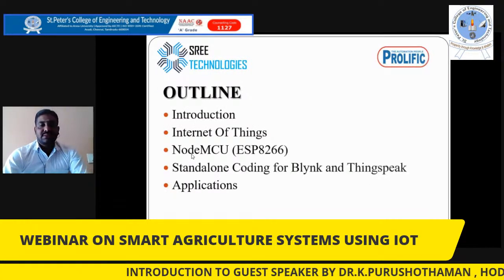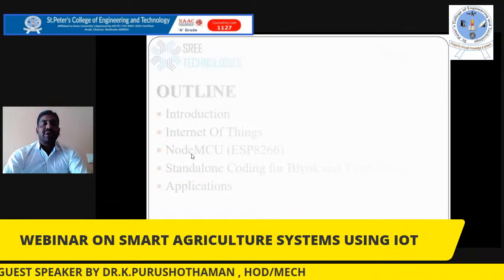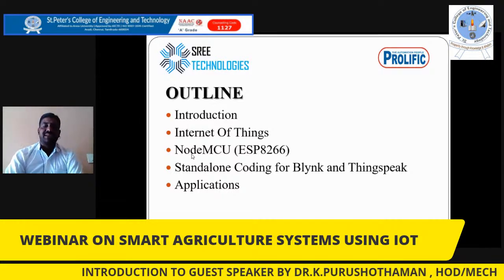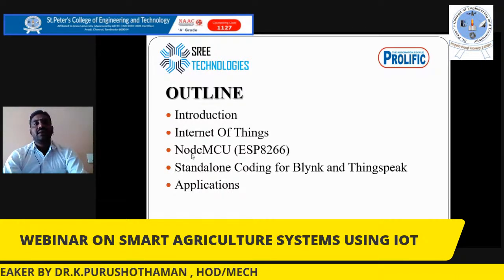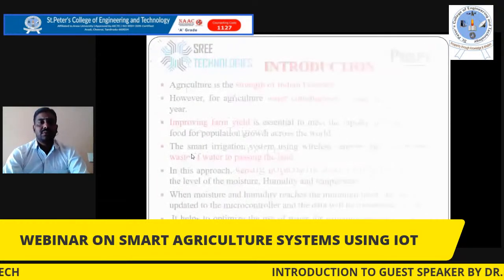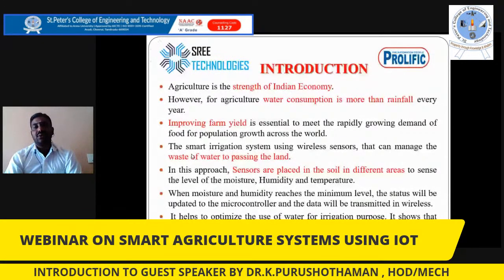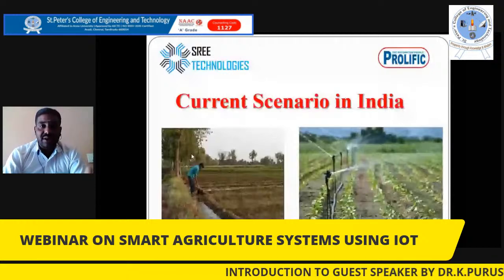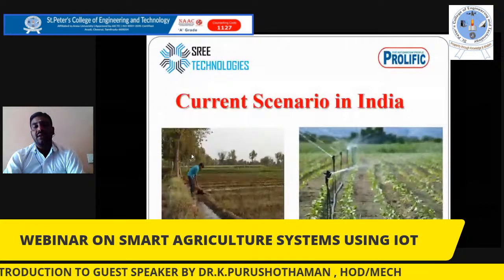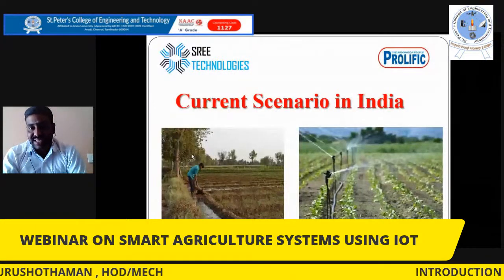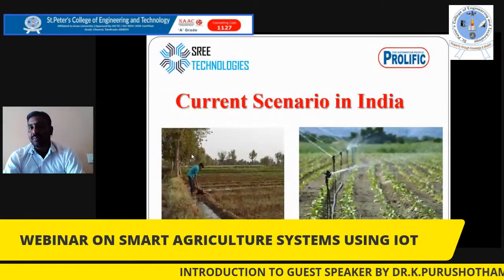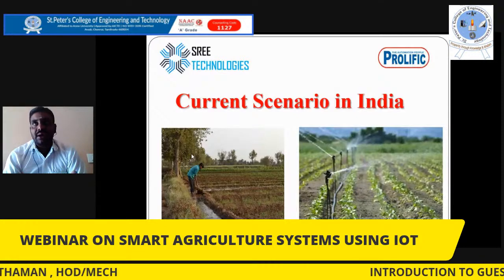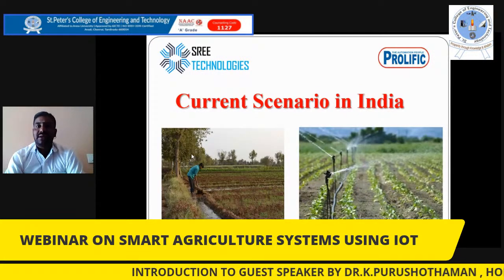So today we are going to discuss the outlines: introduction, Internet of Things, Node MCU, standalone coding for Blink and ThingSpeak, and applications. In the current scenario in India, in the 1990s, this type of agriculture they were doing. Then in 2010 to 2012, with the use of micro pumps, we are utilizing the water. So in the 1990s and from 2010 up to 2012 we are using this type of agriculture.